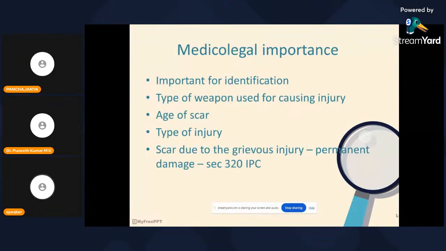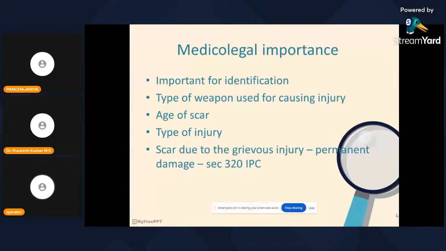Medicolegal importance of a scar: it is important for identification, and the type of weapon used for causing injury can give an idea about the weapon and the age of the scar. By that, the duration can be noted, how many days ago it was caused.